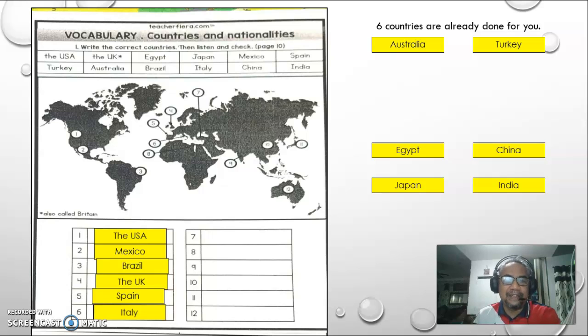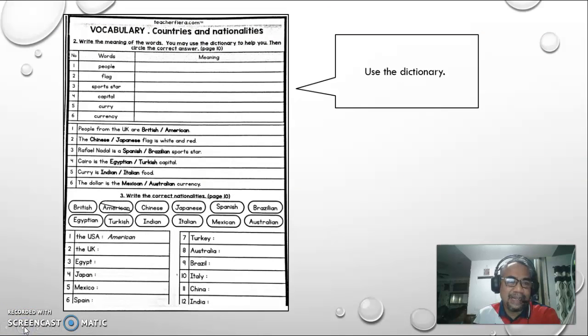So the first 6 countries are already done for you. Then you need to find the other 6 countries: Australia, Turkey, Egypt, China, Japan, and India. Ask your parents to help you. Okay, next, the second activity.